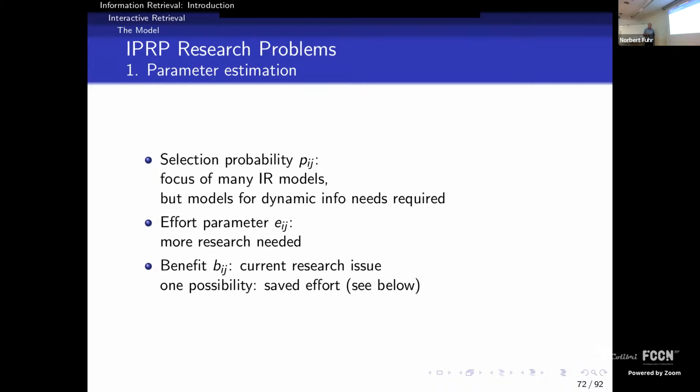Then the effort parameter, well, you need more research. You need to observe users. So we worked on eye tracking, and I'll come to that in a minute, and have logs with timing information. Also use Bayes for extracting this from the logs. And finally, the benefit, well, that's still somewhat of an open issue. And so what we have been focusing on is the saved effort. So you see below the following, I will explain that.